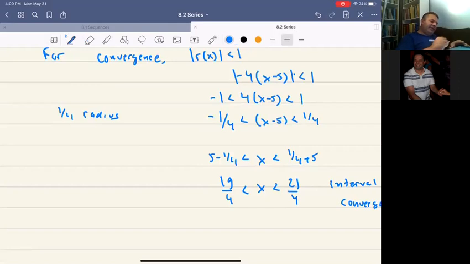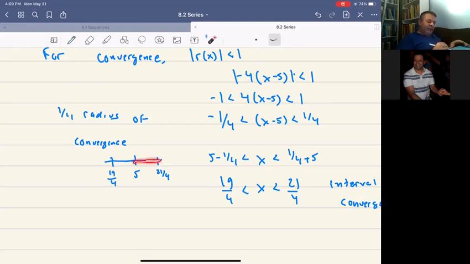And what that means is that we have this interval around 5, and that interval has a radius of 1/4. I know it's weird because we're doing it in one dimension, but really, this is an idea that extends to multiple dimensions, including 2. So the word radius here does make perfect sense. Okay?